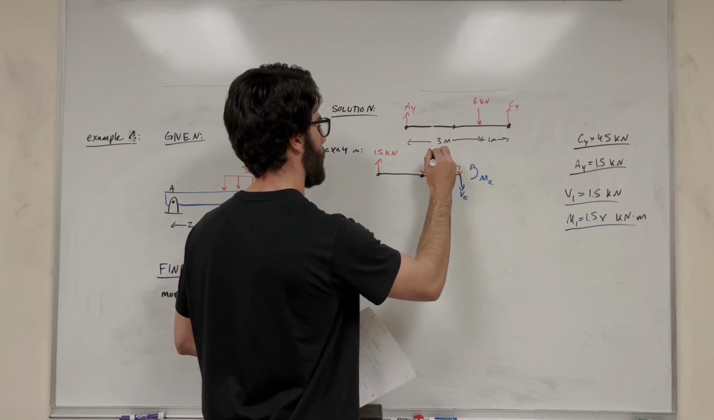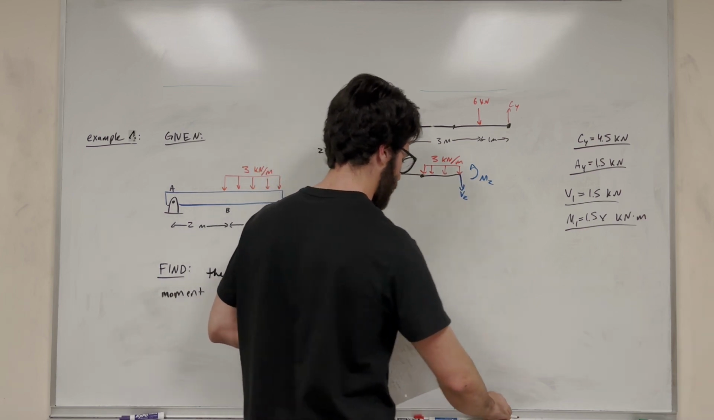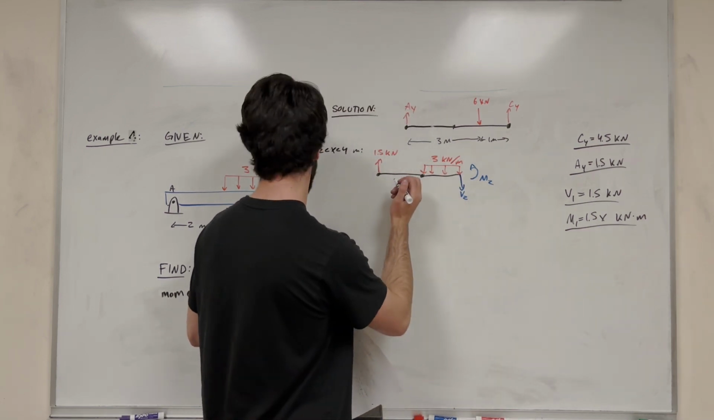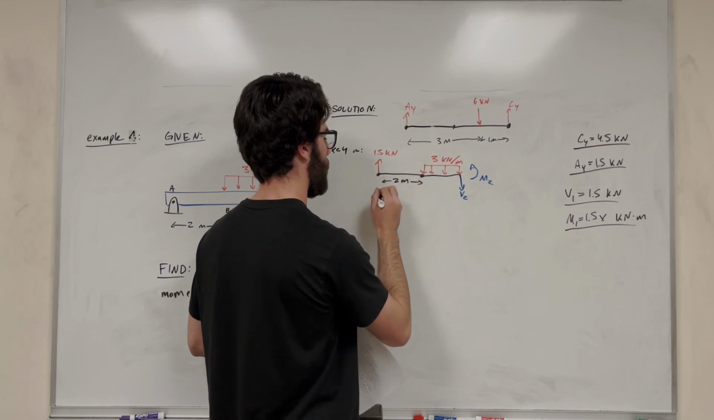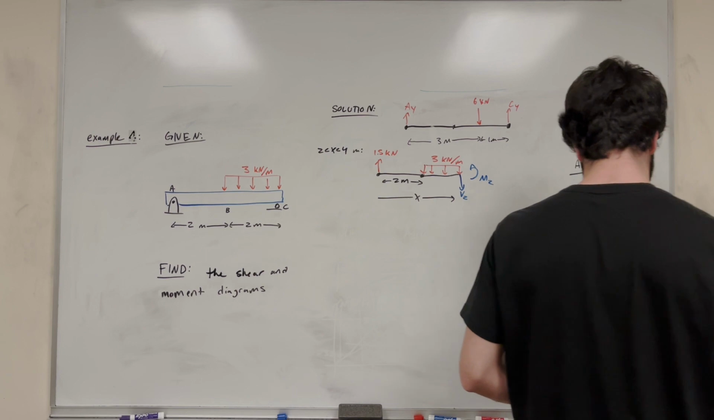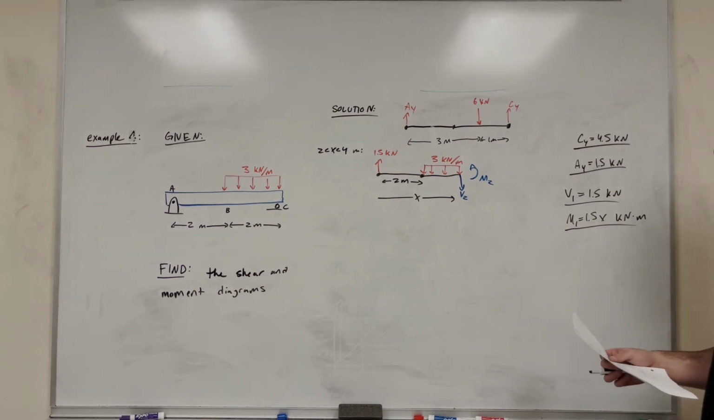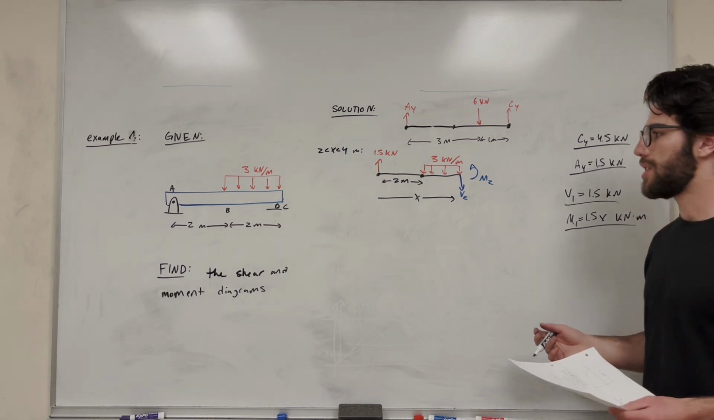This is 3 kilonewtons per meter. This distance is 2 meters from here to here. And then the distance all the way to the end is x. So this is how we draw this diagram here. Now we need to find out V2 and moment 2. So let's go ahead and do that.